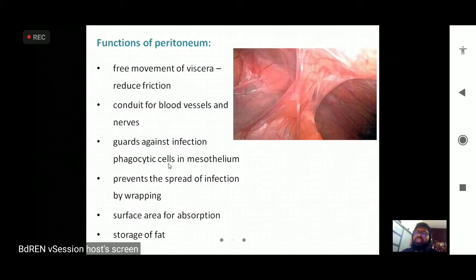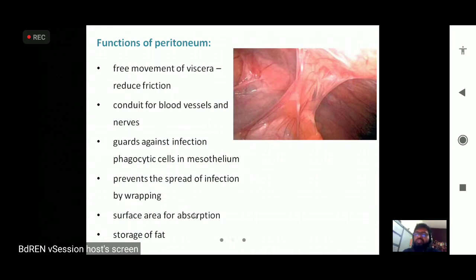There is a huge amount of phagocytic cells, I mean macrophages. Mostly they are macrophages. They are present in the peritoneum, and they actually guard against infection. They just engulf the bacteria, virus, whatever they get, and it nicely wraps the infected area. Because it's a mobile part, it knows where the infection is, it goes there and wraps it very toughly and closely, so that the infection can't spread to other areas of the abdomen, right?